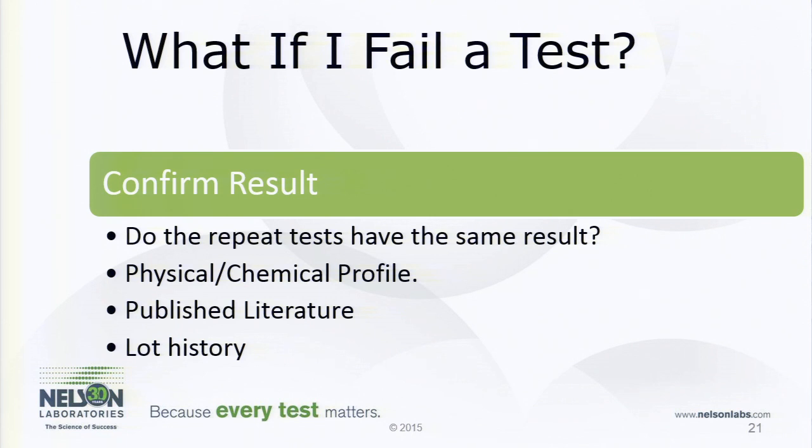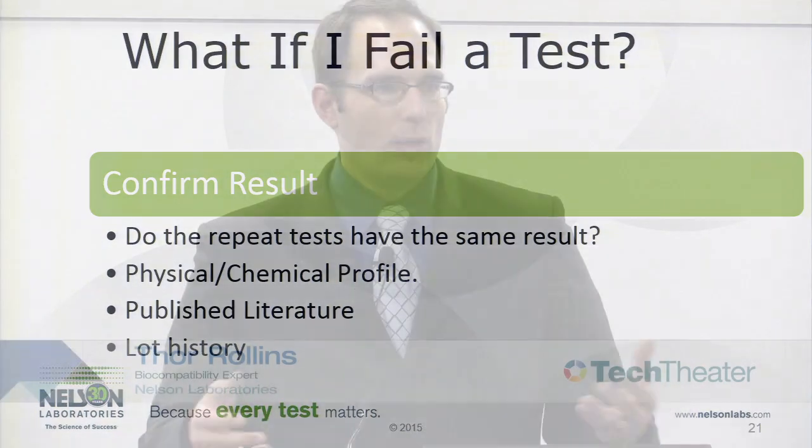Because you don't want to just repeat until you pass, right? Because the FDA hates that. What we want to do though is see if repeat tests have the same result. So we have to do more than just one. We usually like to do 3 or 4 more tests to see if we see a true failure. The thing I recommend though is I want to see where the failure is coming from. So I want to break it down into components, but there's a secret to that too.